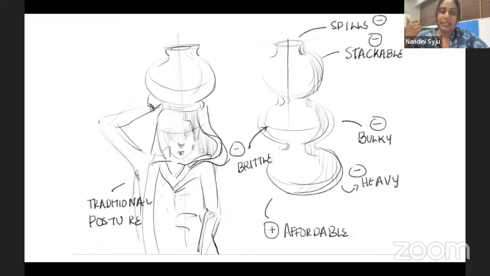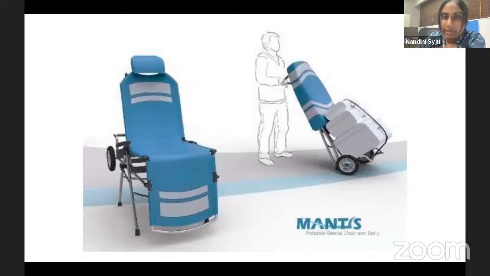The one main plus point, and the main reason that we cannot get rid of this, is the fact that it is affordable. Unfortunately, earthen pots are affordable and it is okay. They can afford to break a pot or two, and it keeps the water cool and all that, but it's not relevant in this use case because we are specifically focusing on lifting and carrying. All right, so let's move on to the next image.